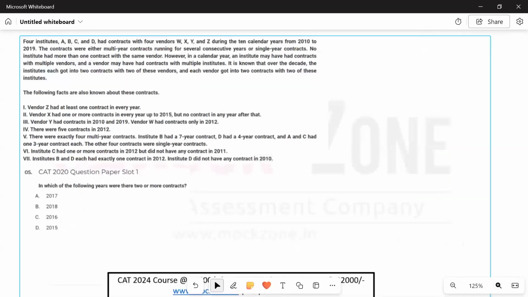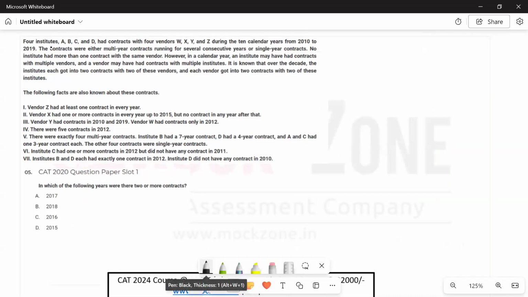Okay. So the question says, four institutes A, B, C, D have contracts from four vendors W, X, Y, Z during the 10 calendar years from 2010 to 2019. The contracts were either multi-year contracts of several consecutive years or single year contracts. No institute had more than one contract with the same vendor. However, in a calendar year, an institute may have contracts with multiple vendors.